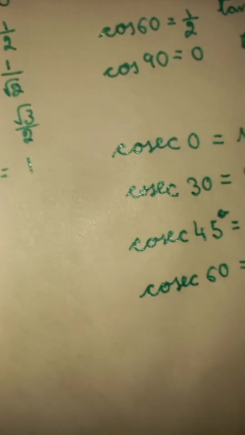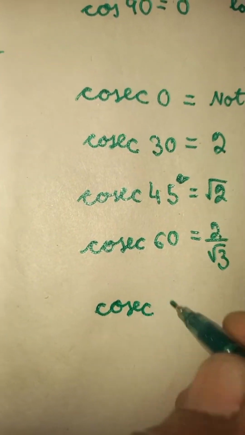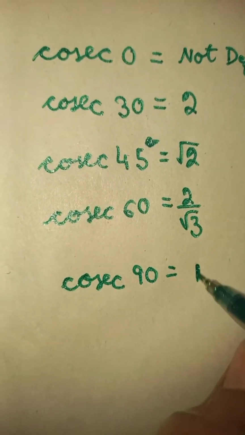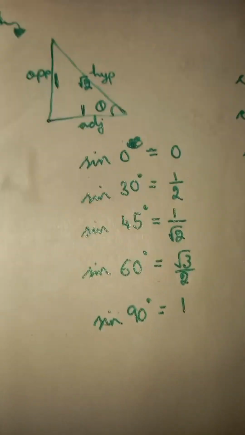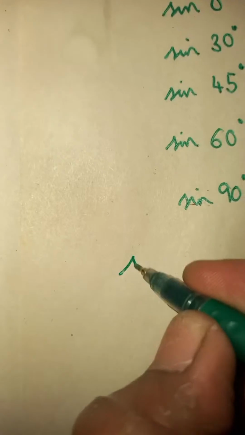Now, cosecant 90 degree will be equal to this, it also flips upside down, it remains as 1. Let's find out even different ratios. Those ratios will be the secant ratios.